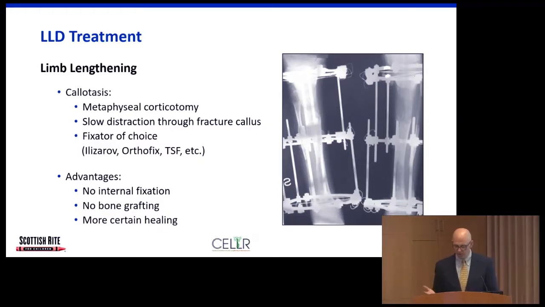How do we do it? Well, we do it with either external fixation or we do it with an intramedullary rod, depending on whether there's any associated deformity in the bone. Callotasis is a technique where, to make a long story short, we're fooling the body into thinking it's broken. You cut the bone, you let it start to heal just a little bit, and you slowly and gradually pull the bone apart. And we've identified that if you do it at about 1 millimeter a day, or just under 1 millimeter a day, you can slowly pull that bone apart.